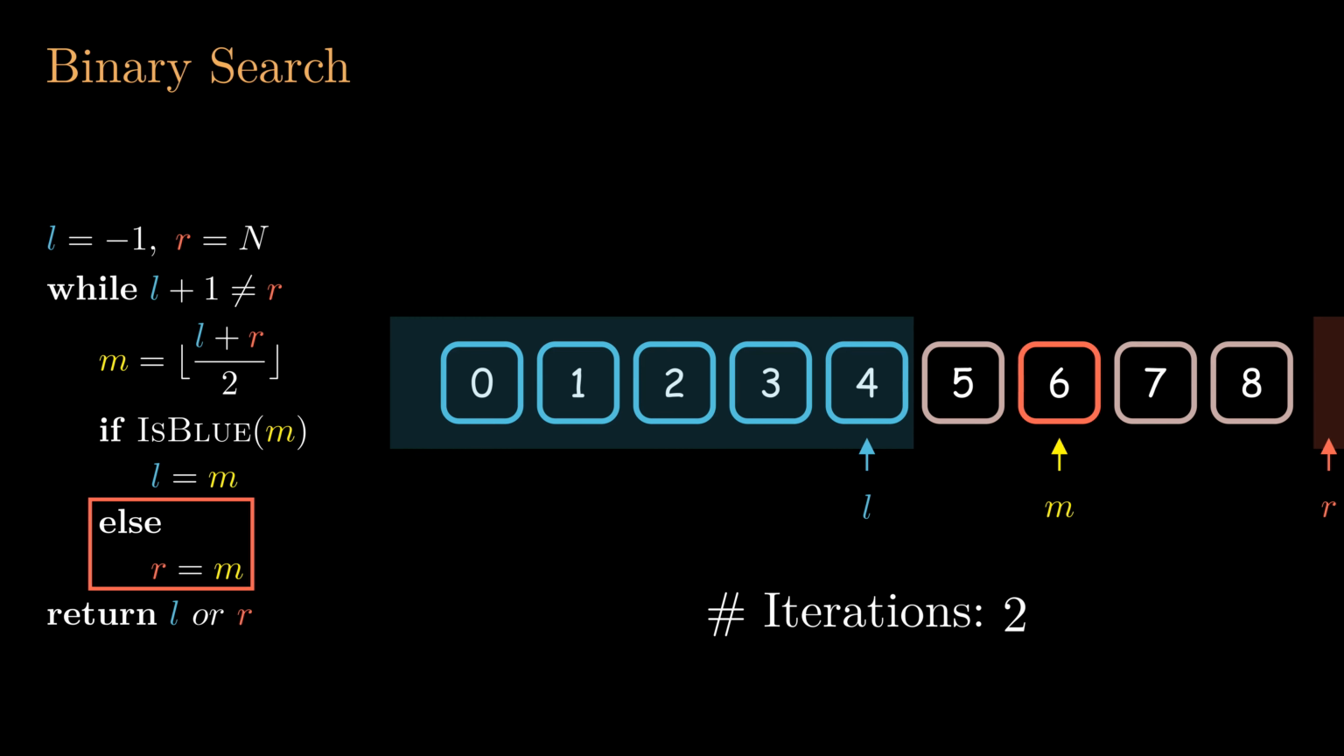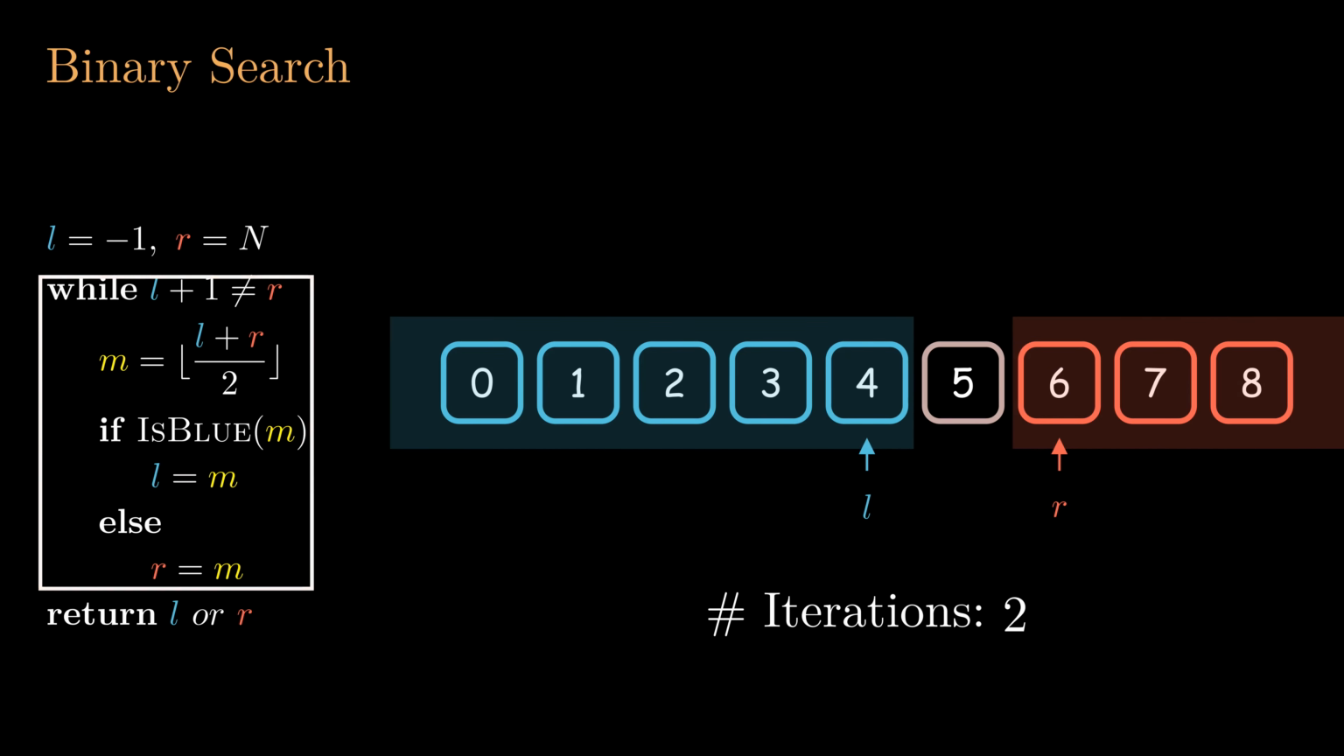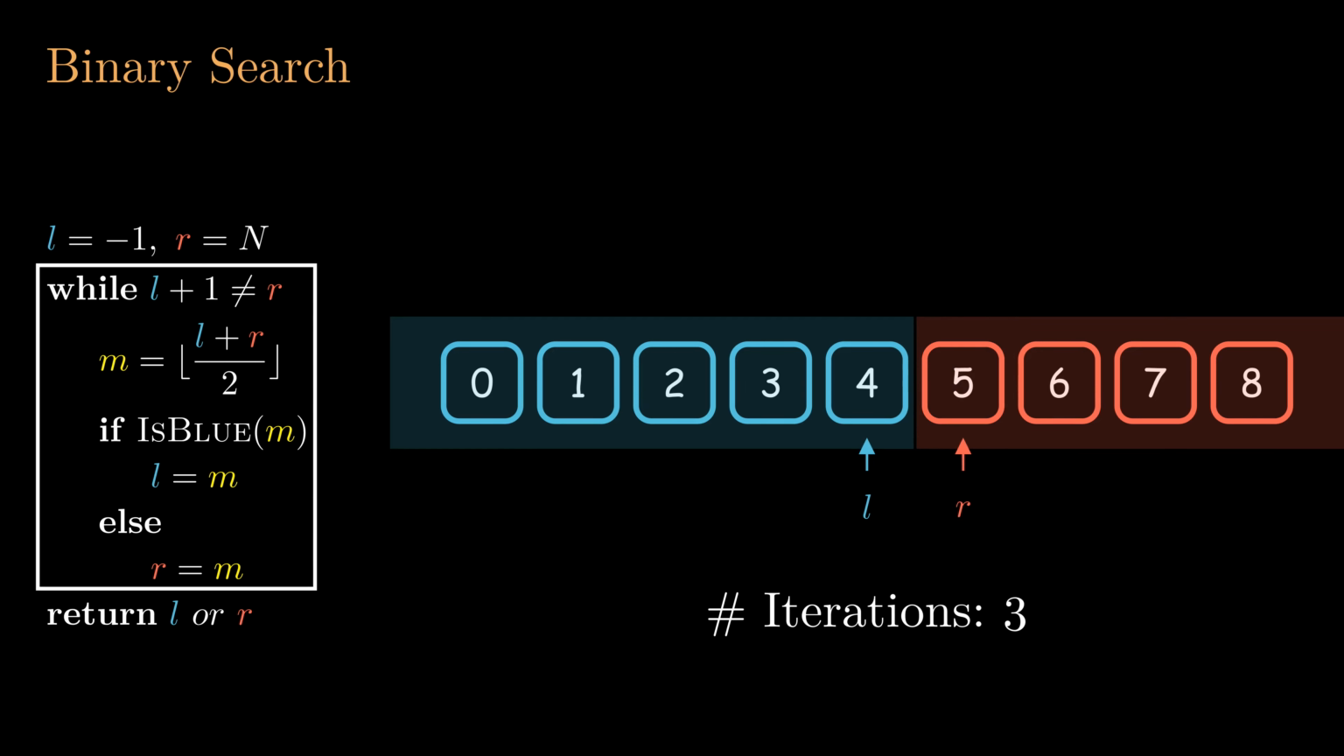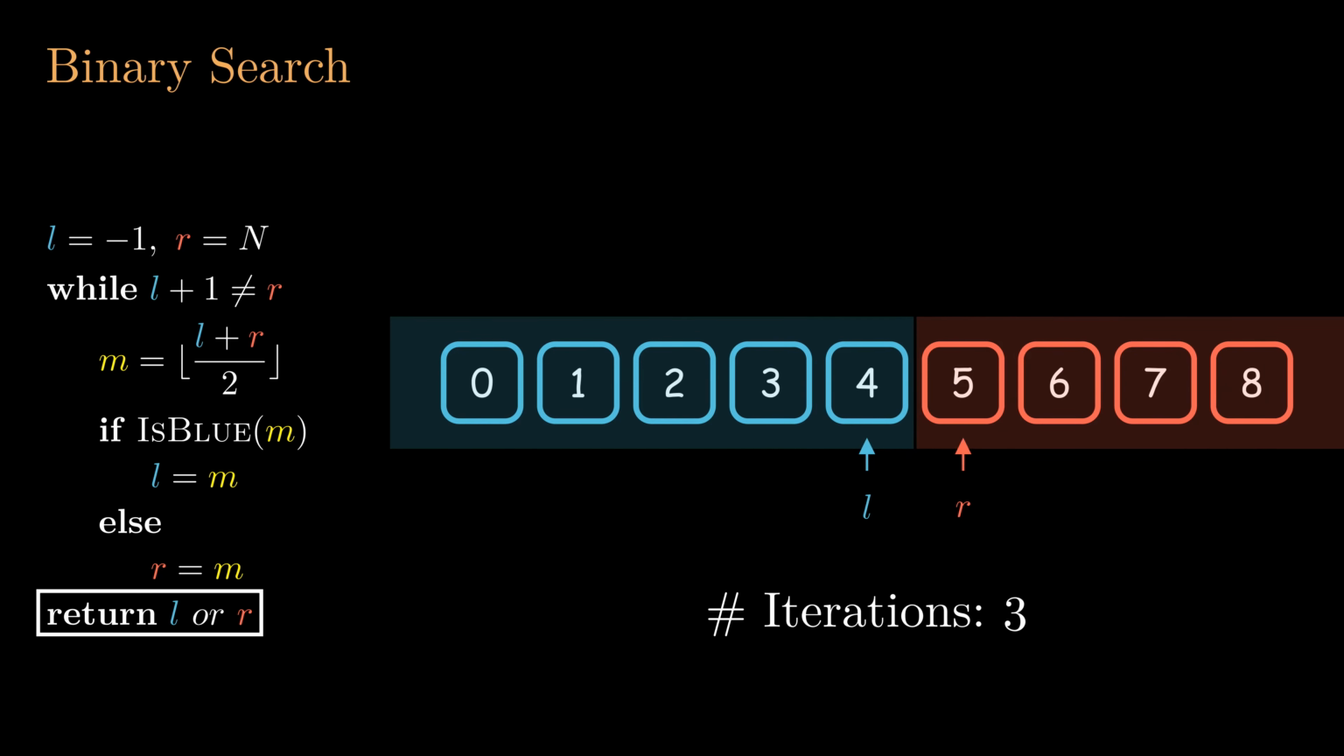If m is red, then we will let R equal m. In other words, extend the red region to m. We will repeat this process until the condition L plus 1 equals R is satisfied. We will find L and R right at the border between the blue and the red regions. We can decide whether to return L or R depending on the actual problem.